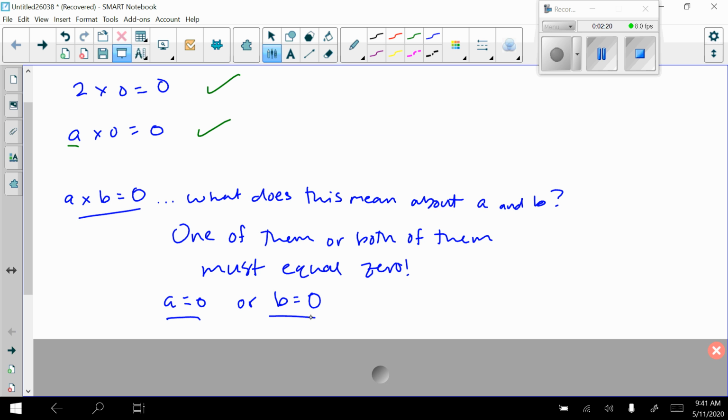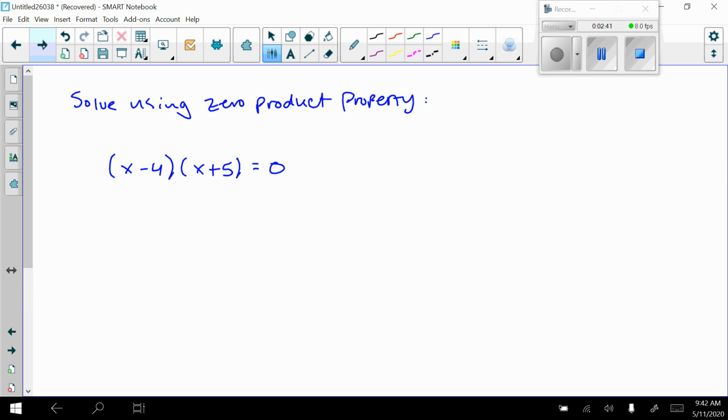This is the whole premise of the zero product property. Anytime you have two things multiplied together that equals 0, it's necessary that one or both of them equals 0 in order for that statement to be true. Okay, so that's the gist of the zero product property. Let me show you an example of when we actually use this to help us solve a quadratic equation.